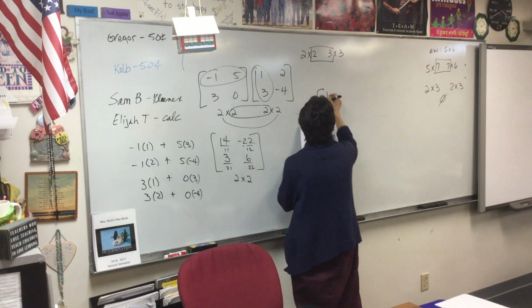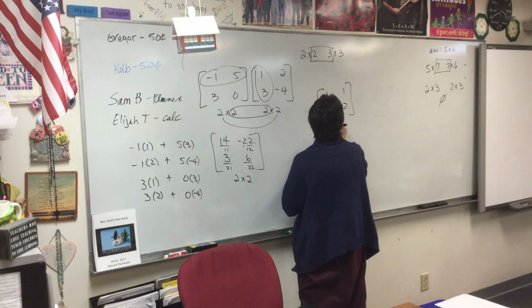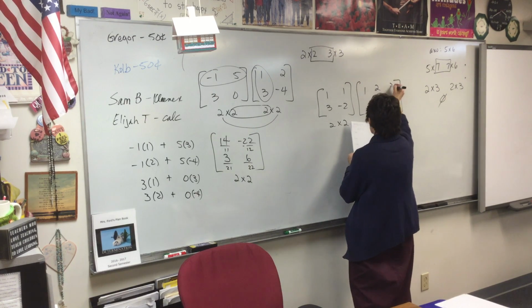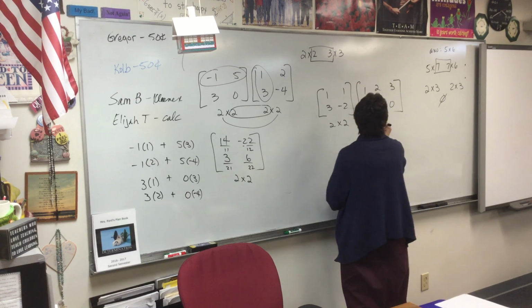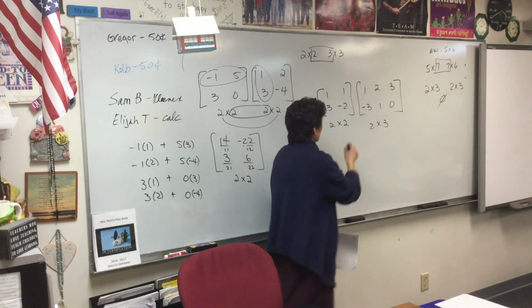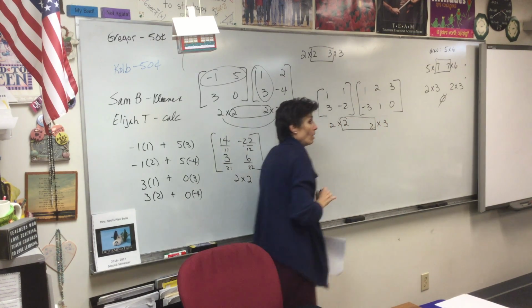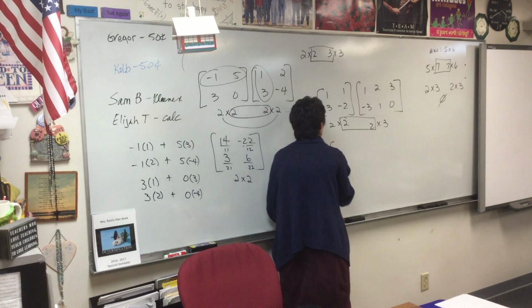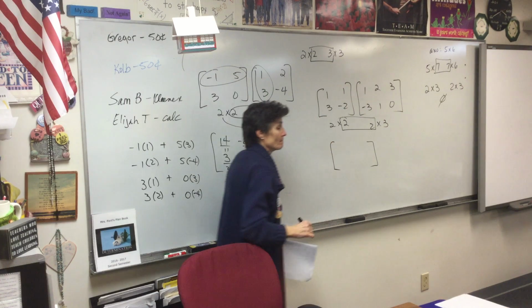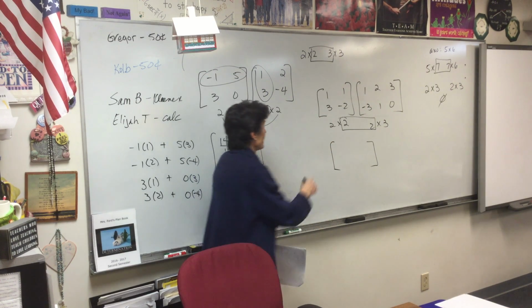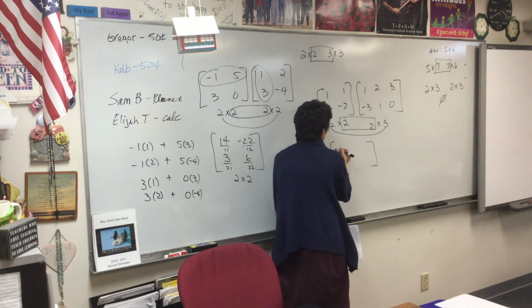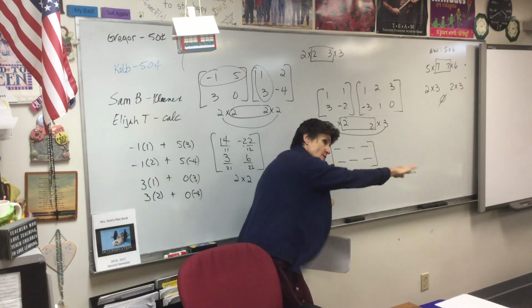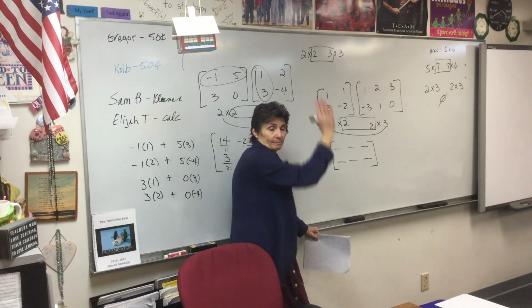So matrix D is a 2 by 2. Matrix G is a 2 by 3. So these multiply. And the answer is going to be a 2 by 3. So it's going to have 2 rows and 3 columns.